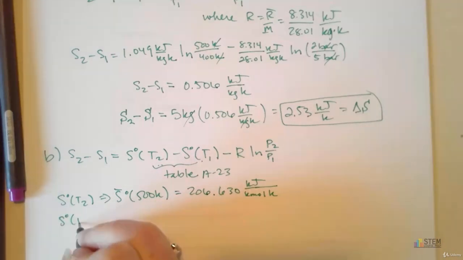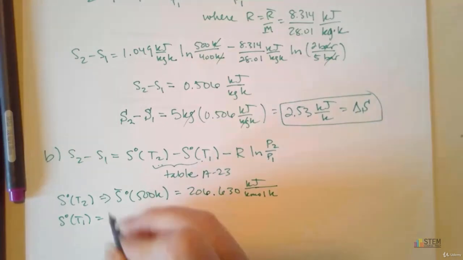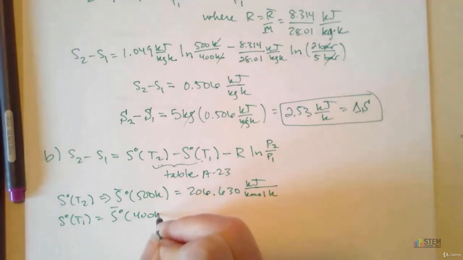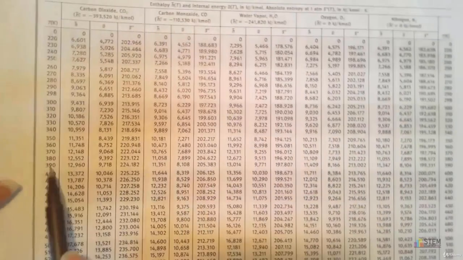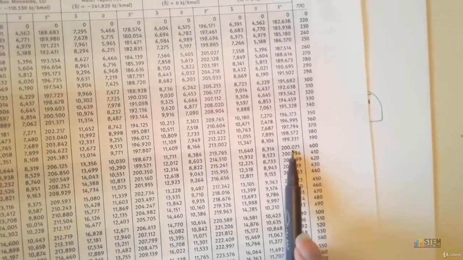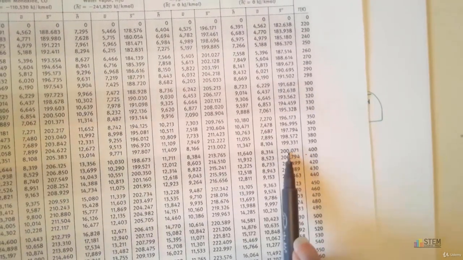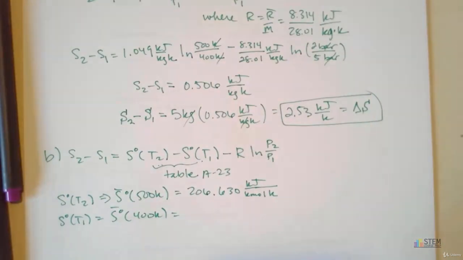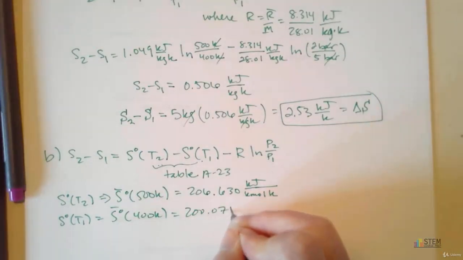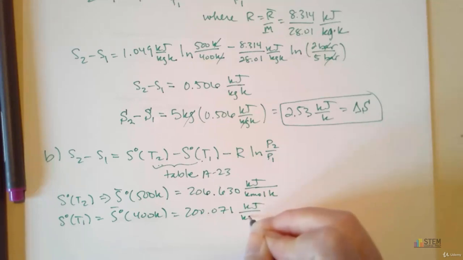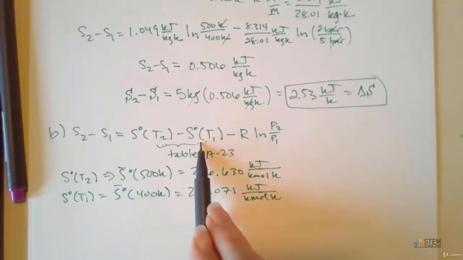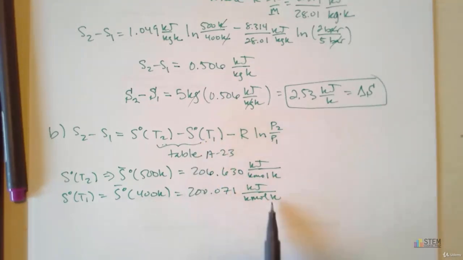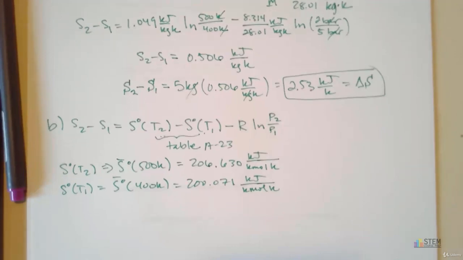Let's do the same thing at T1. At T1, we're at 400 Kelvin. So just go on the table, go to 400, and then go all the way over to here. There you go. Actually, these are temperatures too. So you get the 200.071. And that's kilojoule per kilomole Kelvin. Now we're ready to use this equation. And when we use the equation, we'll take care of the kilomole issue.